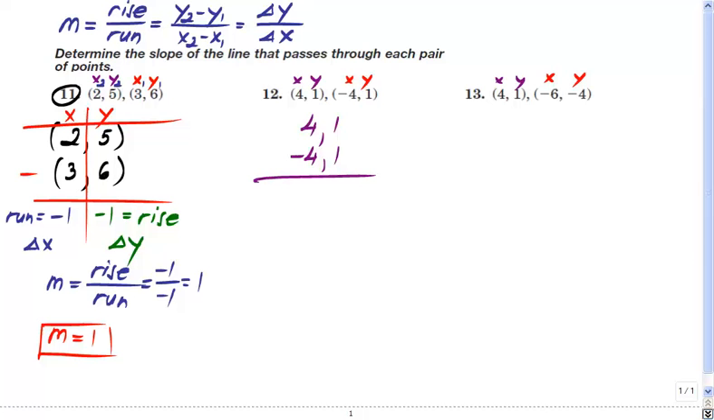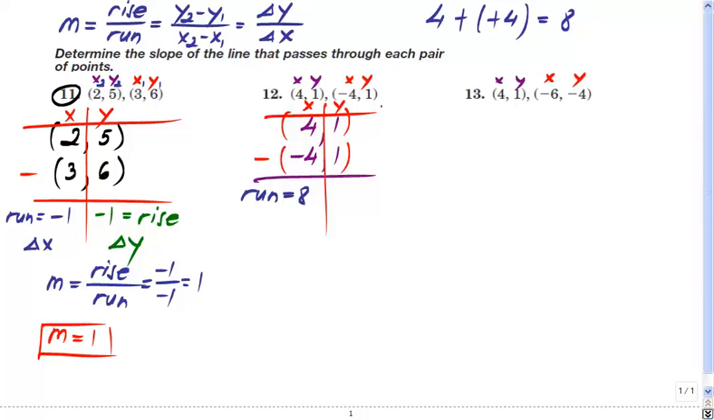Subtract the bottom from the top. I'm going to subtract everything at the bottom from everything on the top, making sure that you're subtracting x from x, y from y. 4 minus negative 4. Be careful here. If you remember from your 7th grade, when you subtract, you add the opposite of that number. This is 8, and your change in x, or your run for these 2 points, is 8.